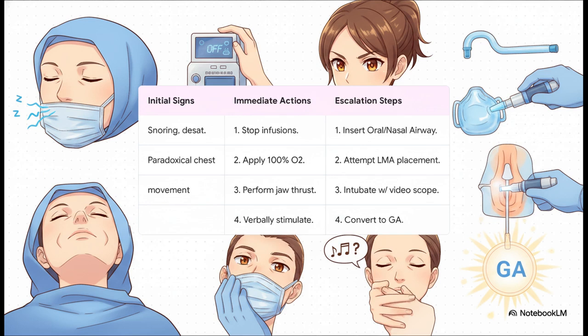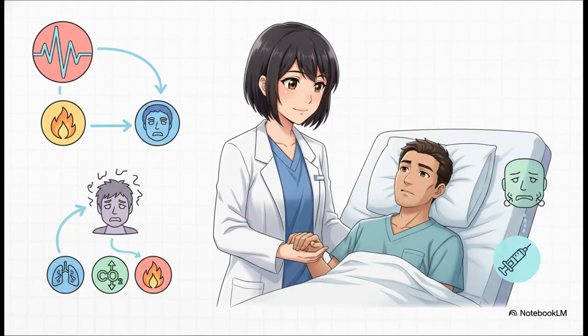First, turn off the sedatives, give a good jaw thrust. If that's not cutting it, move on to an oral or nasal airway. If things are still going south, you have to be ready to place an LMA or even intubate. And you need to be communicating clearly with the surgeon the whole time that a conversion to GA might be imminent.